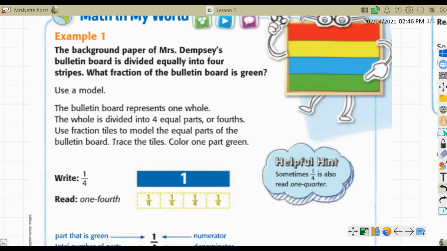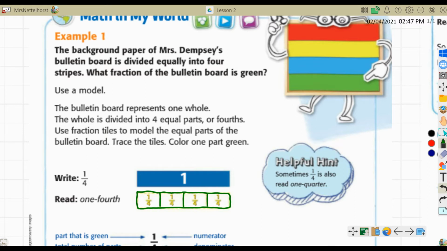You can use fraction tiles to model the equal parts of the bulletin board. You can use your foldables from the beginning of the chapter to help you with this if you're having trouble. And then trace the tiles and color one part green. Look, you have the blue bar, which is one whole. And then they've asked us to trace the tiles and color one part green. So using your green drawing tool, trace around the tiles. Of course, you're doing this in your math book first, most of you, or on a piece of paper if you don't have your math book yet.